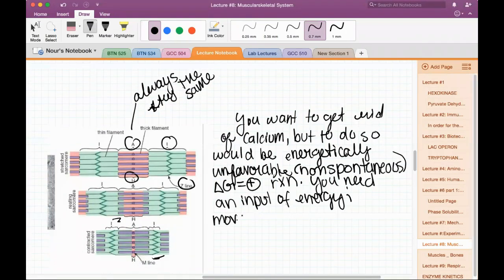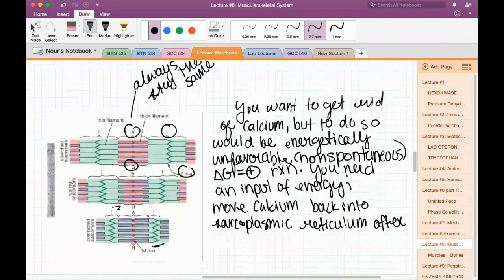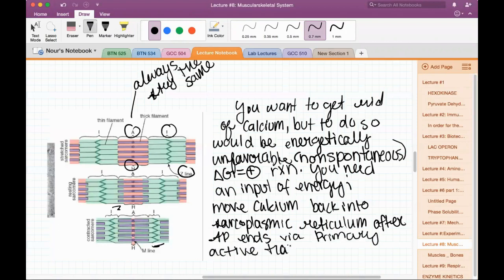Move calcium back into sarcoplasmic reticulum after AP ends via primary active transport.